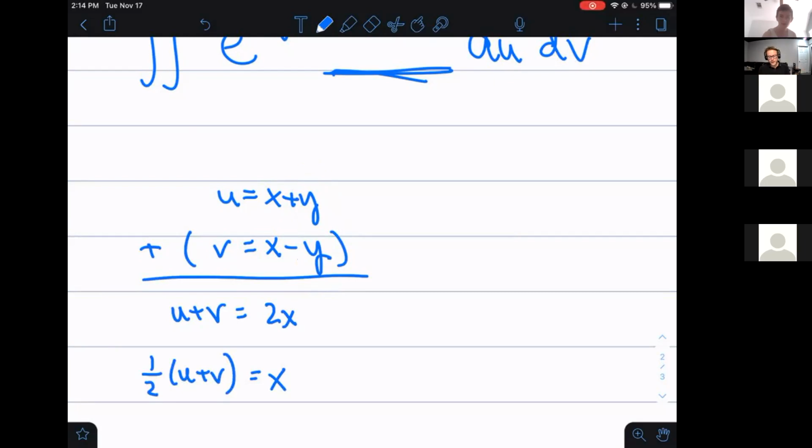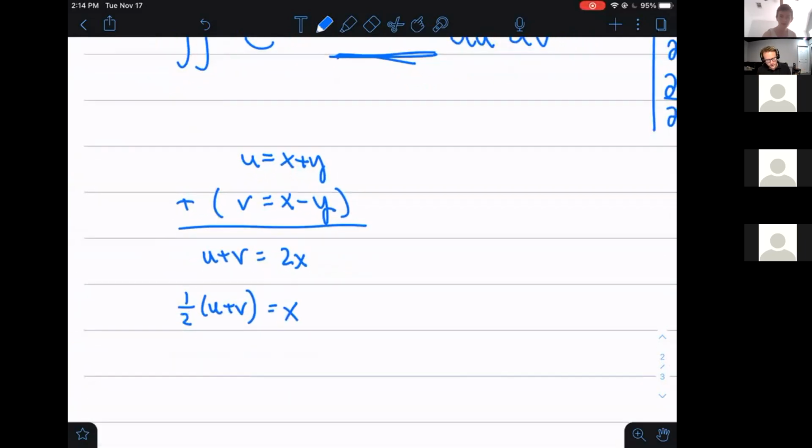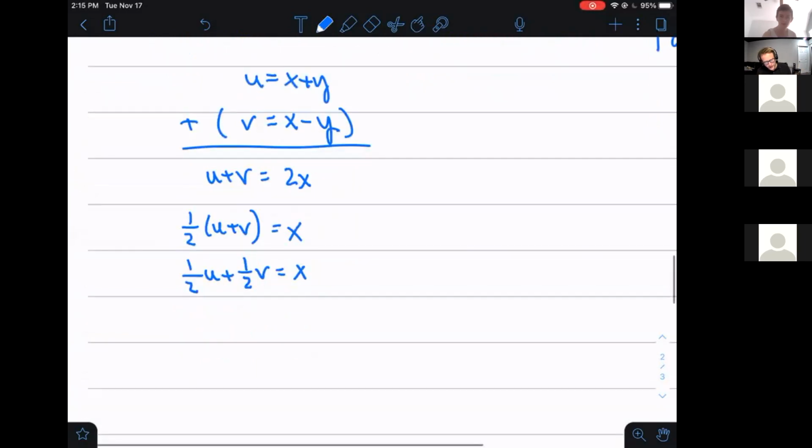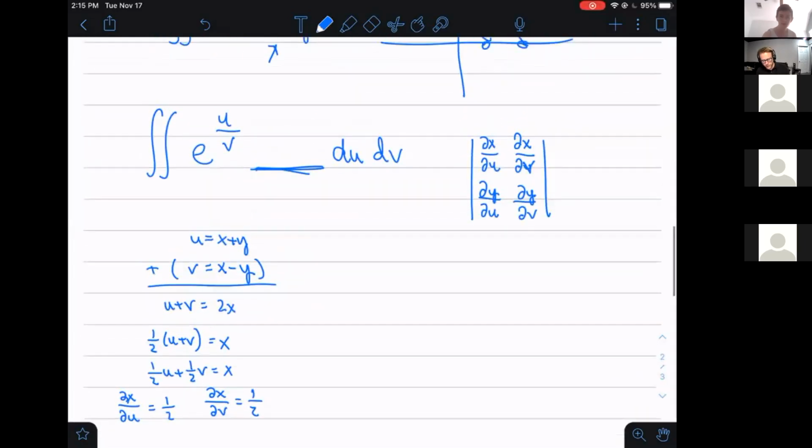So if I wanted to right now, I could start taking some partial derivatives. I'm going to rewrite this as 1/2 u plus 1/2 v and just distribute that. If I wanted to find the partial derivative of x with respect to u, take the derivative of this with respect to u and you get 1/2. If I wanted to find the partial derivative of x with respect to v, again, take the partial derivative with respect to v, you get 1/2. So I already know that these are both 1/2s.